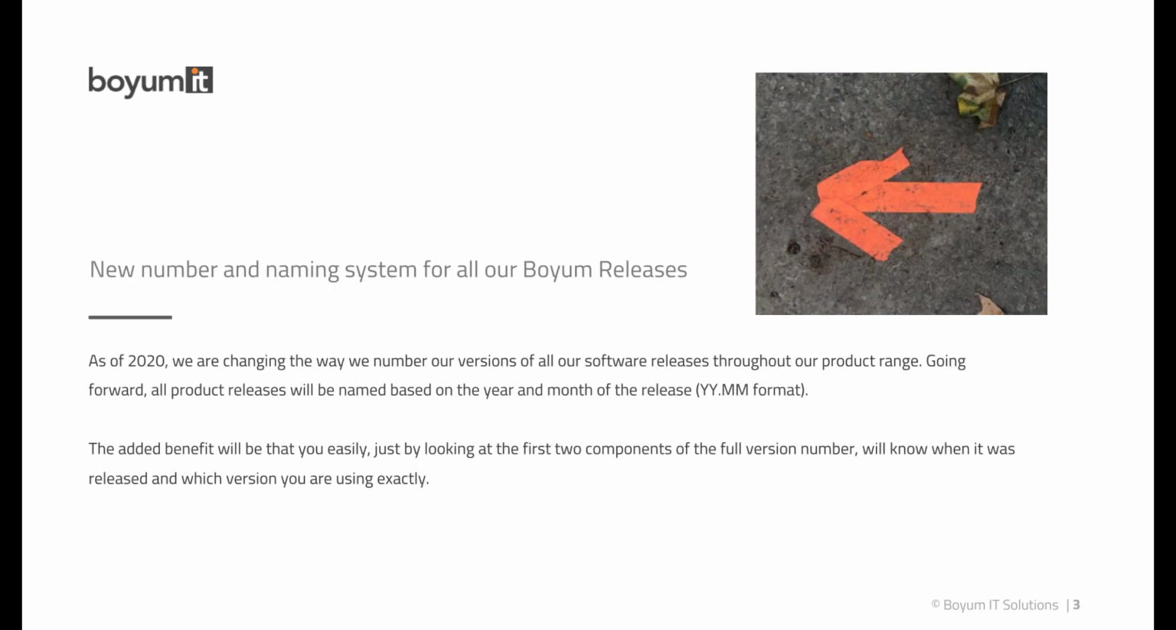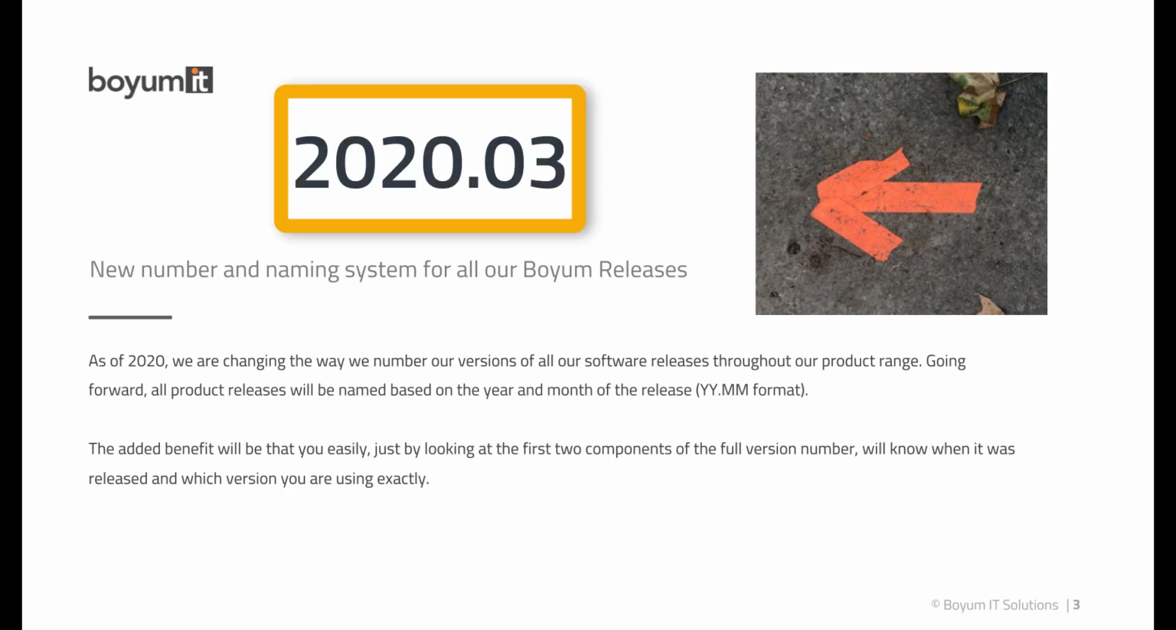Before we start, I would like to draw your attention to our new number and naming system for all our Boyum releases. As of 2020, we are changing the way we number our versions of all our software releases throughout our product range. Going forward, all product releases will be named based on the year and month of the release. The added benefit is that just by looking at the first two components of the full version number, you will know when it was released and which exact version you're using.